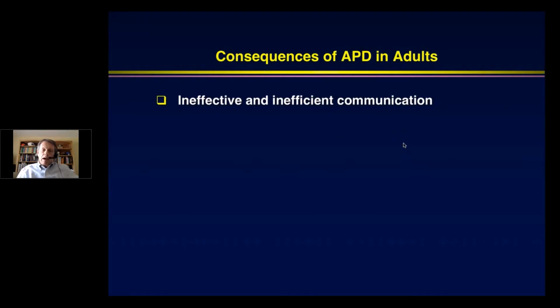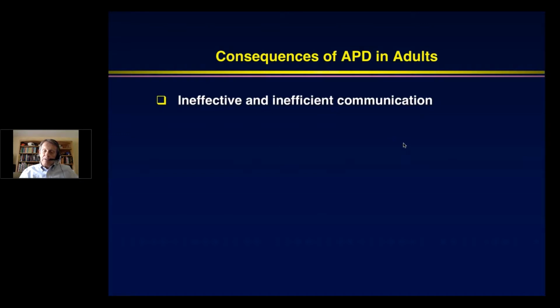It could be anything. And if you go to the population of young adults who are in vocational rehab, you'll find a lot of people with APD. I've looked at that, and I've had patients come to me from vocational rehab. So one consequence of APD in adults is underemployment or unemployment.